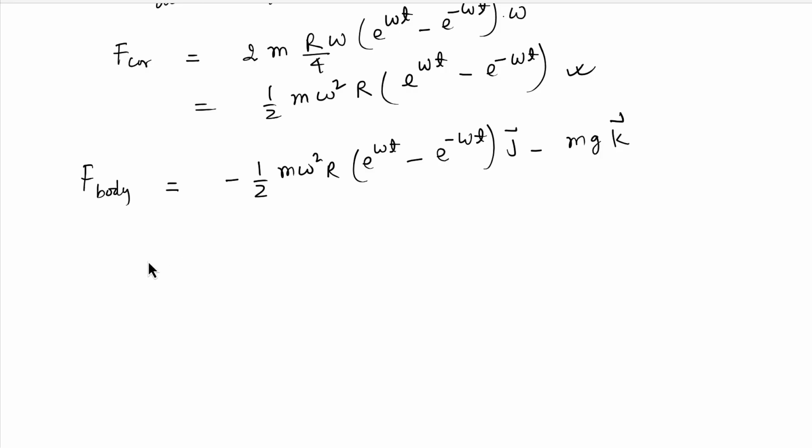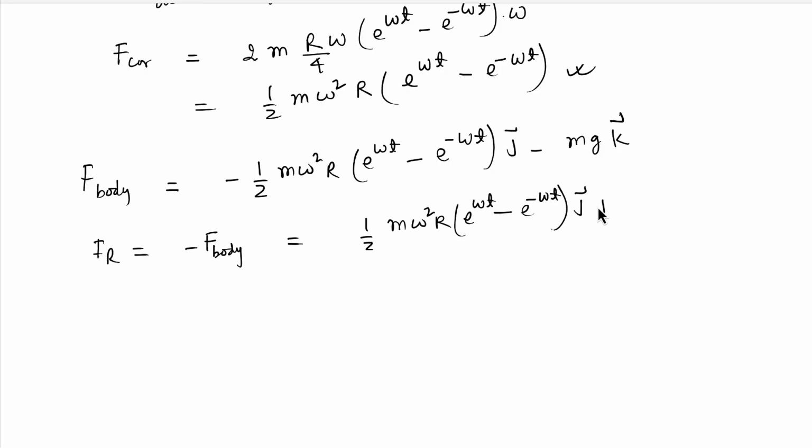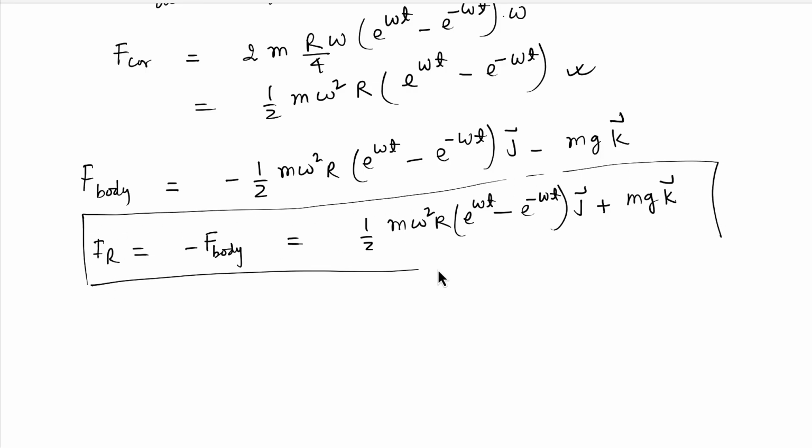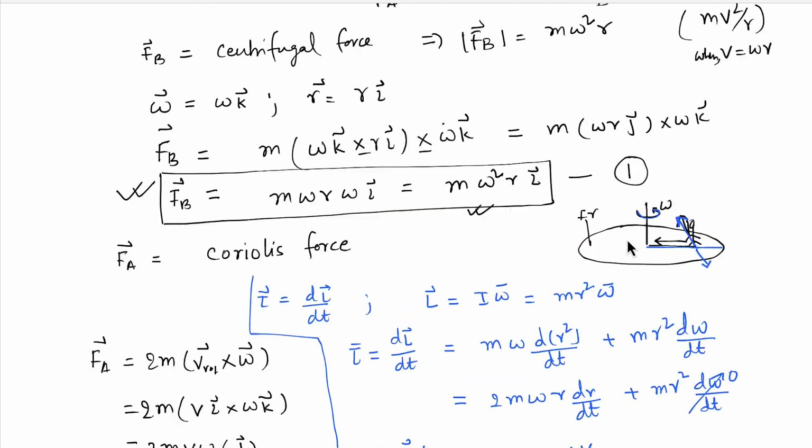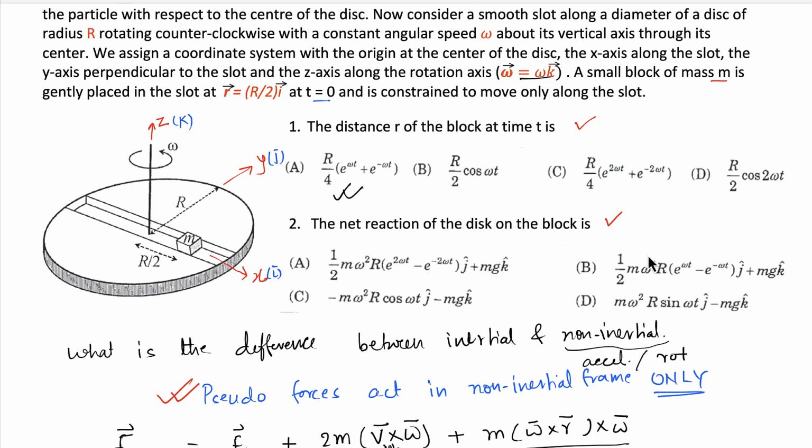Now the question is asking the reaction of the disk on the mass. So we know that using Newton's third law, the reaction force will be just opposite, equal and opposite. So it will be half m omega square r (e^(omega t) minus e^(minus omega t)) j plus mg k. Okay, and this option is also there in the question. So B is the right answer. Here A was the right answer.